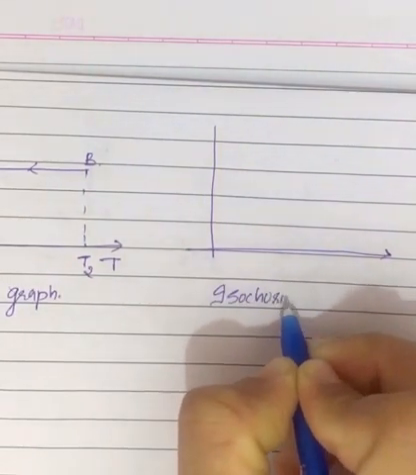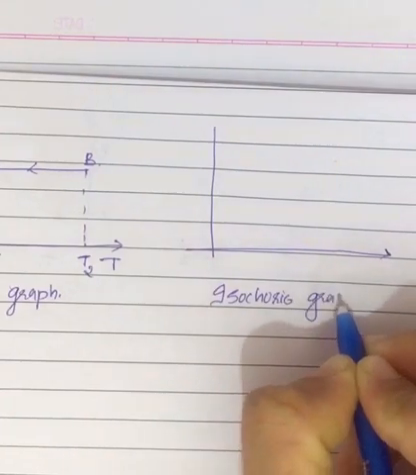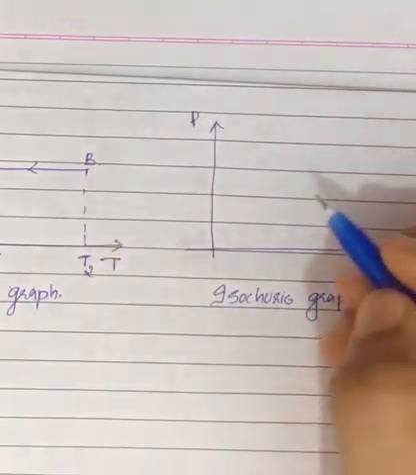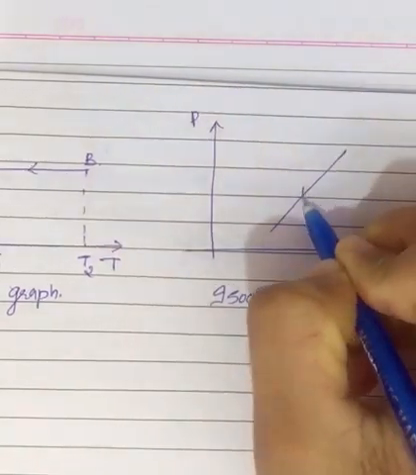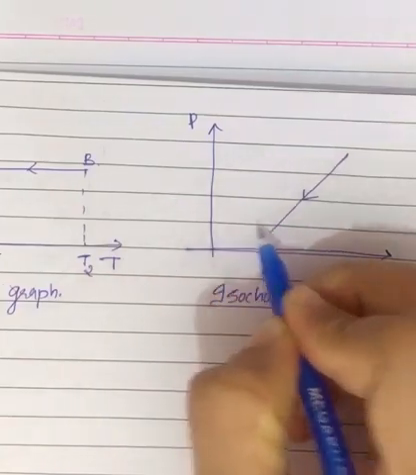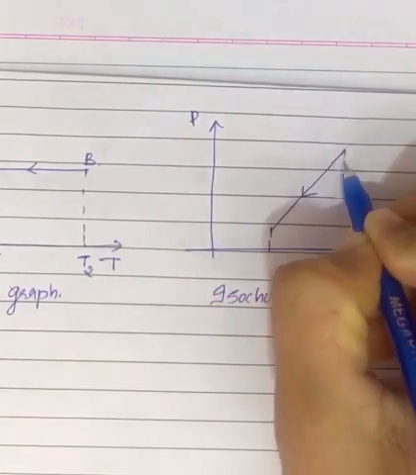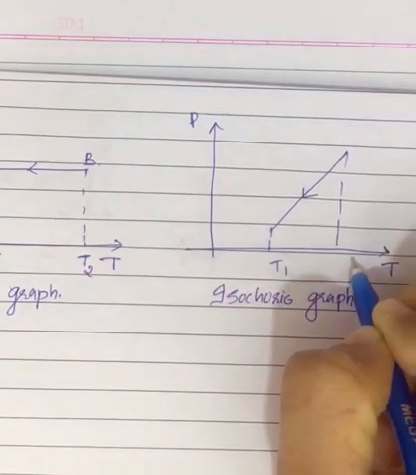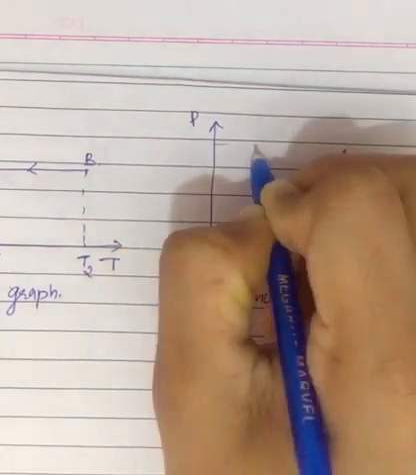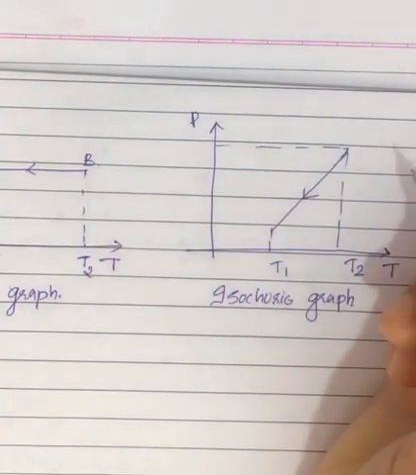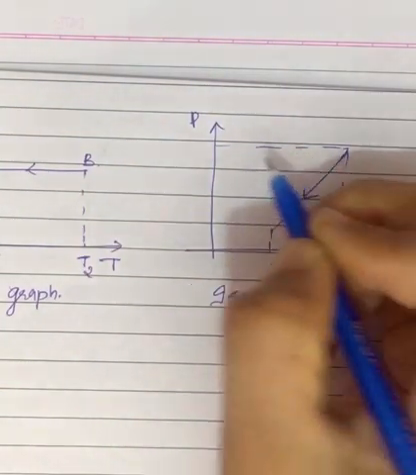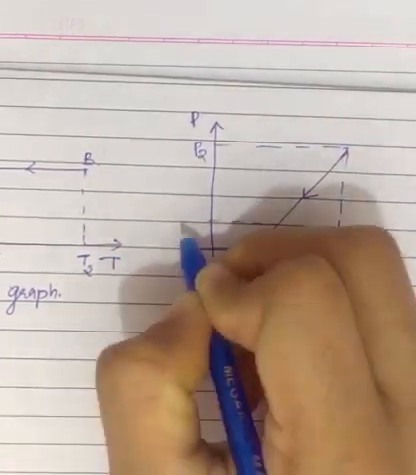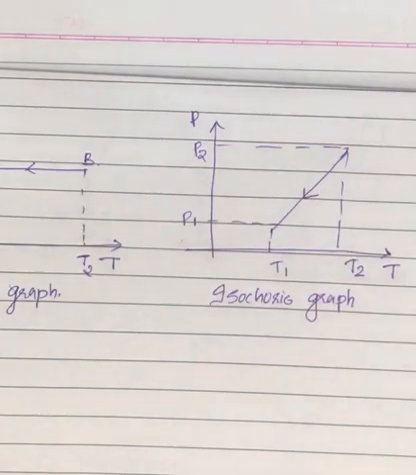the isochoric graph. Temperature T, pressure P, where it is a decreasing straight line with varying temperature T1 and T2. For the isochoric process, volume is constant. Volume remains constant. So here pressure also varies, P1, P2. Okay.